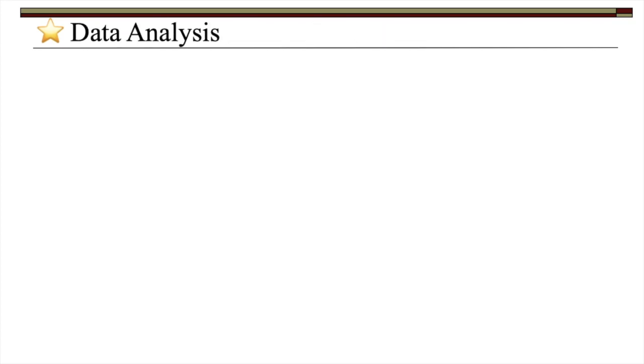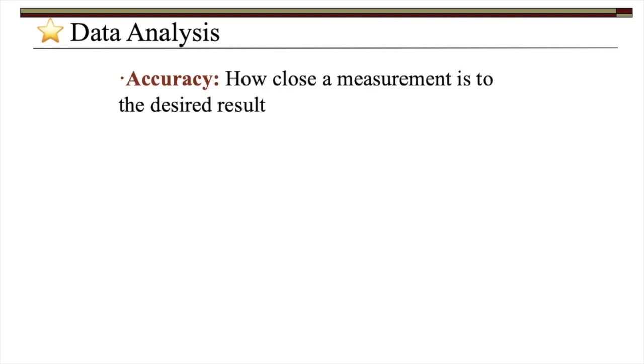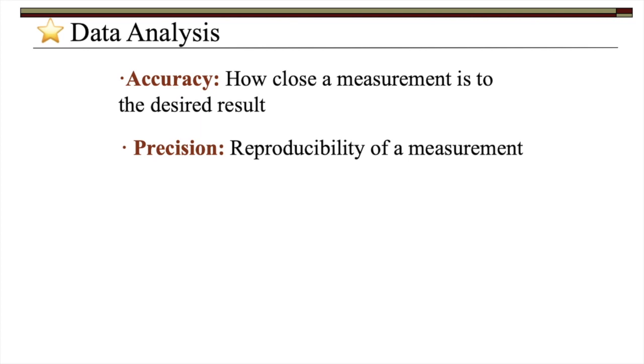Lastly, let's talk data analysis. So the first two things we need to talk about when we're talking about data analysis are accuracy and precision. Accuracy is how close a measurement is to the desired result, while precision is the reproducibility of a measurement.